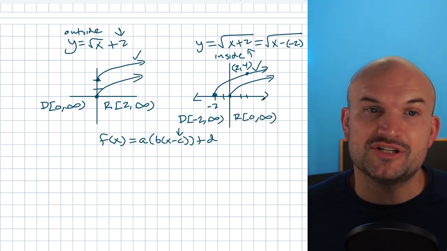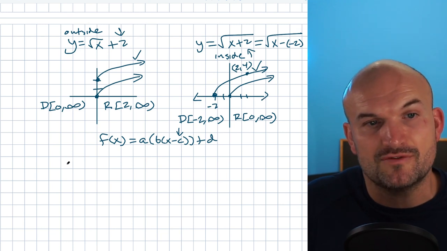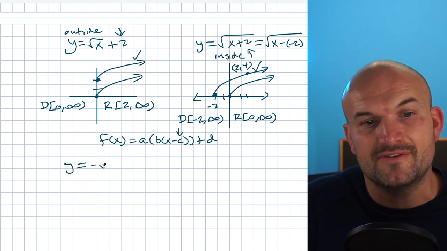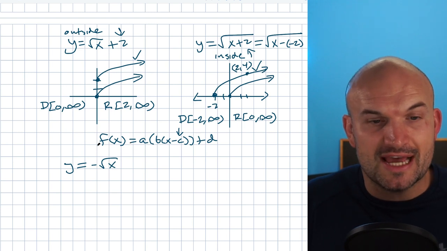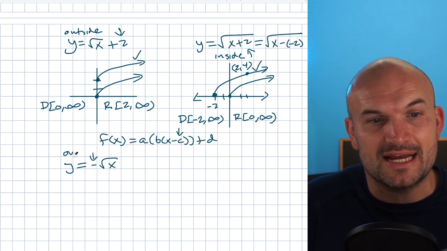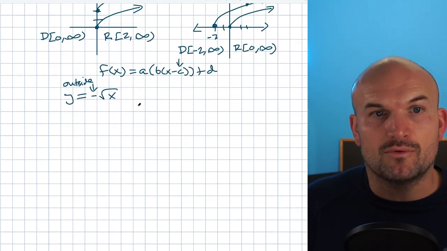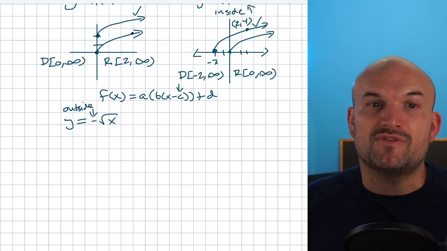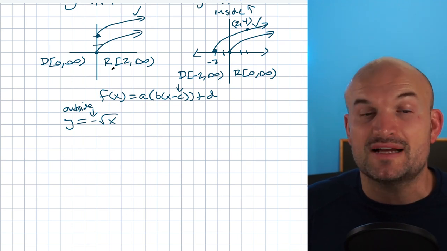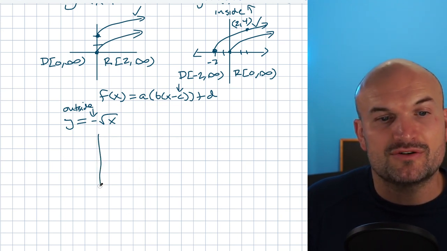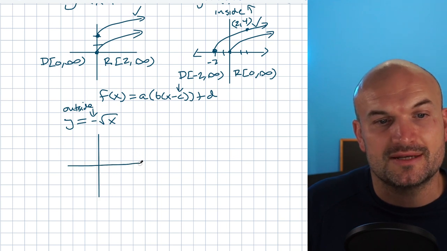The only other thing I want to mention in this is also going to be the reflection. So for example, if I have y equals a negative square root of x, I want you to understand that this again is going to be outside. So that's going to be a vertical reflection. So rather than the graph going up, it's going to be reflected vertically, which is the same thing as being reflected about the x-axis. So this graph is going to look something like this.